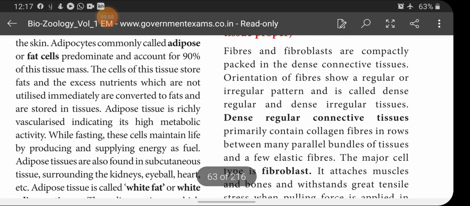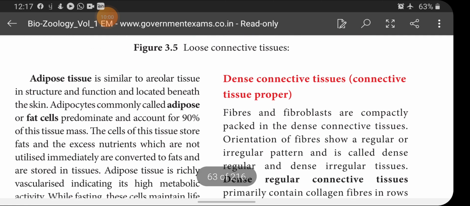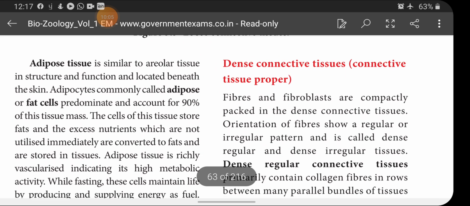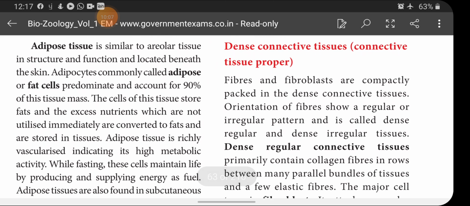And next, dense connective tissue. So far we have discussed loose connective tissue. Now we are going to discuss dense connective tissue. Fibers and fibroblasts are compactly packed in the dense connective tissue. In loose connective tissue, the fibers are loosely arranged in the semi-fluid ground substance. But in dense connective tissue, the fibers and fibroblasts are compactly packed.